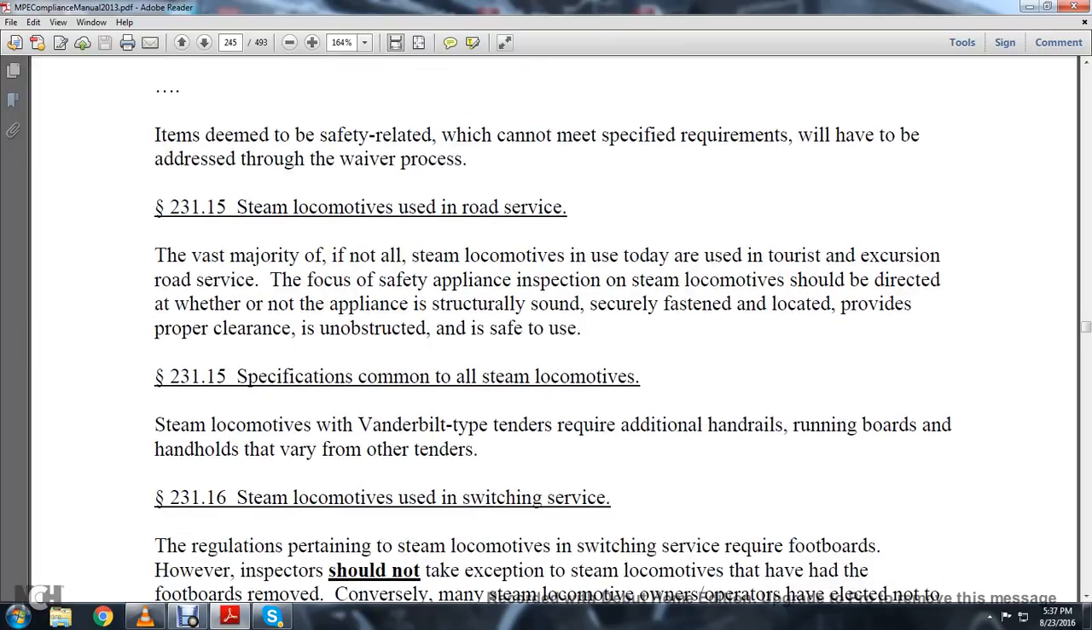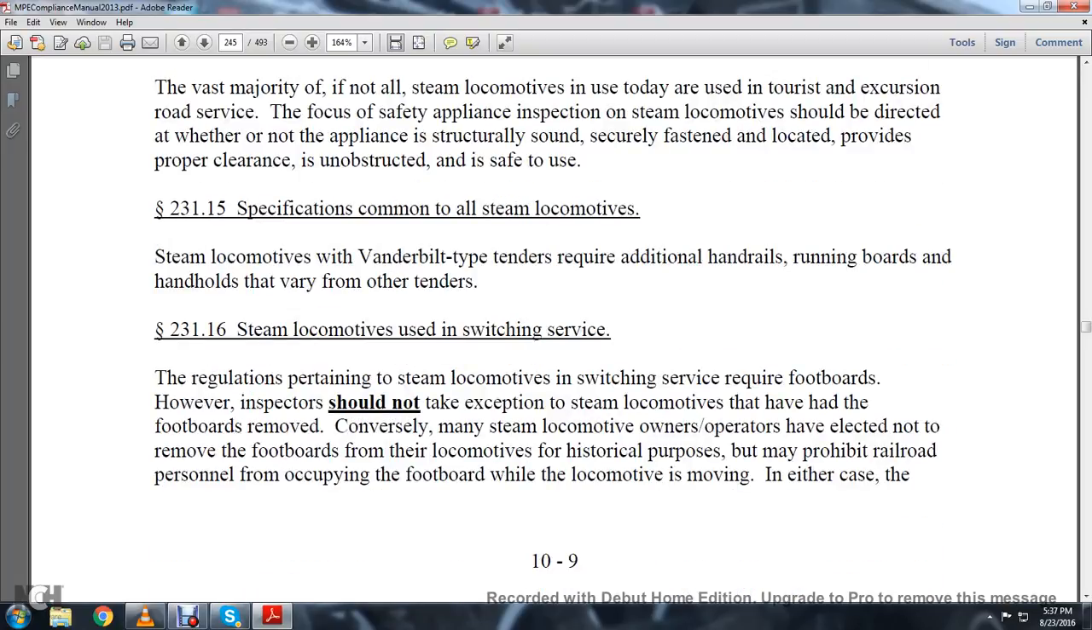231.15, specifications common to all steam locomotives. Steam locomotives of the Vanderbilt type tenders require additional handrails, running boards, and stand holds for varying other tenders. 231.16, steam locomotives used in switching service. Regulations pertaining to steam locomotive switching service require footboards. However, the inspector should not take exception if the steam locomotives have the footboards removed.